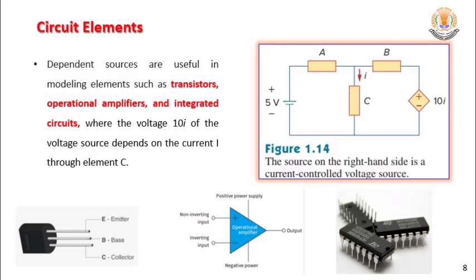Clear? When you come to dependent sources represented by diamond or rhombus, you will have 4: voltage sources and current sources, and each one can be controlled by voltage or current. That's why you have 4, 2 times 2. To represent what? Transistors, op-amps, and ICs. Okay?